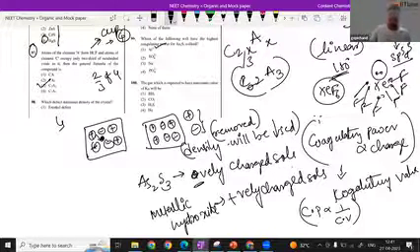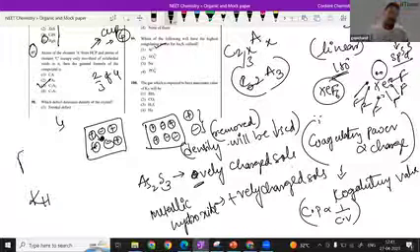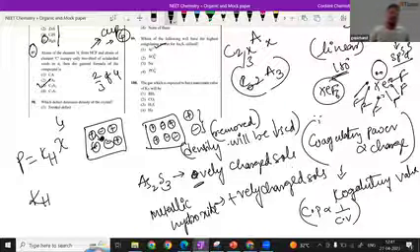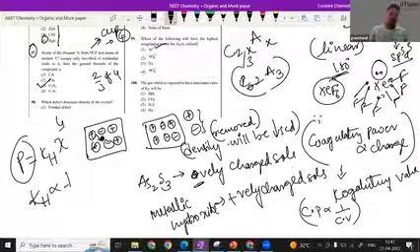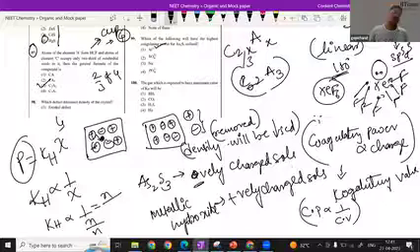Next, the gas which is expected to have a maximum value of KH. From Henry's law, you have seen partial pressure is equal to KH into mole fraction, or we can say solubility. At constant pressure, KH is inversely proportional to mole fraction, which is n by n total, n of the solute. So you can clearly say that it is inversely proportional to the solubility.